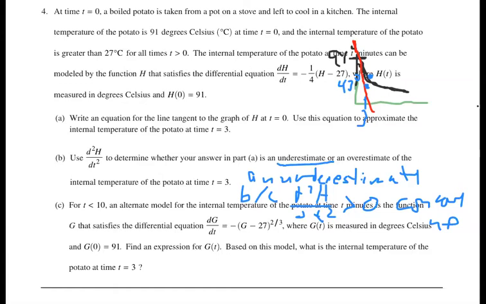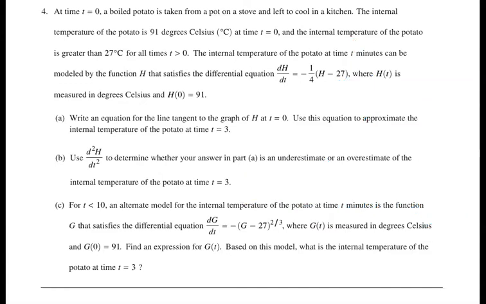So that is problem number 2. Problem number 3, part C, I should say, says for t less than 10, an alternate model for internal temperature of the potato at t minutes gives us this differential equation right here, where G of t is measured in Celsius. They're giving us the same point, (0, 91). So at time 0, it's 91 degrees. Find the expression for G(t) based on this model.